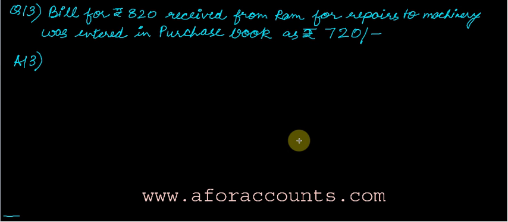Question number 13. A bill for rupees 820 received from Ram for repairs to machinery was entered in the purchase book as rupees 720. Now a bill has been received from Ram, means I have to pay him for repairs. So what will be my entry? Right, wrong, reverse, rectified.